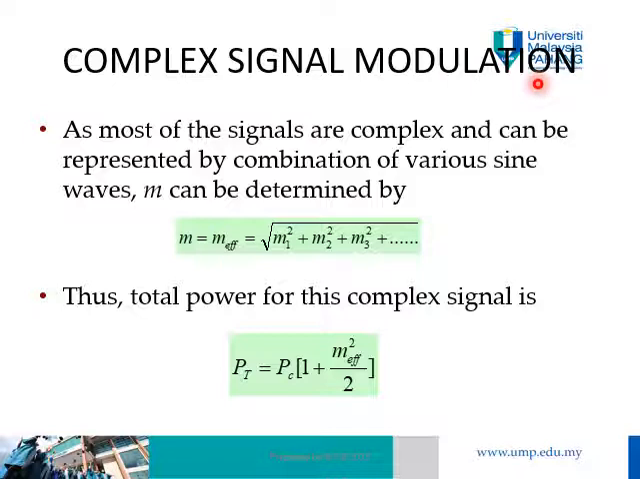Complex signal modulation. As most signals are complex and can be represented by a combination of various sine waves, m can be determined by m effective equal to the square root of the sum of m1 squared plus m2 squared plus m3 squared, and so on. Thus the total power for this complex signal is Pt equal to Pc bracket 1 plus m effective squared over 2.